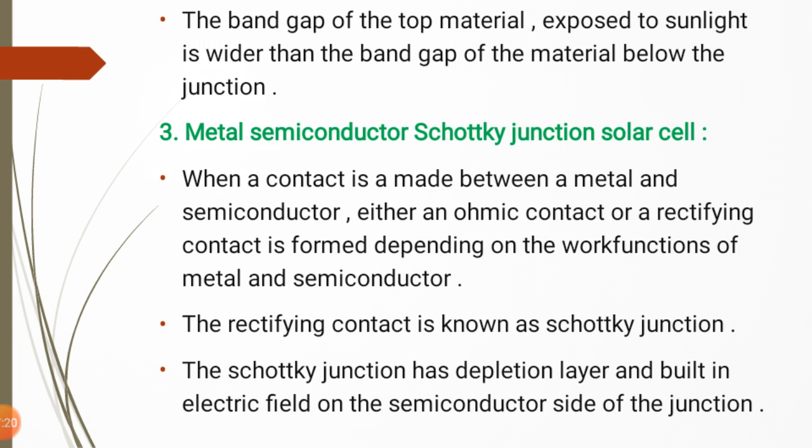We know that a particular metal has its work function, and a semiconductor also has a work function. Depending on that, an ohmic contact or a rectifying contact is formed between the metal and semiconductor. That means when we place the metal and semiconductor near, when they are in contact, there is a formation of either an ohmic contact or a rectifying contact. So these are two possibilities, and they depend on the work function of the metal and semiconductor.